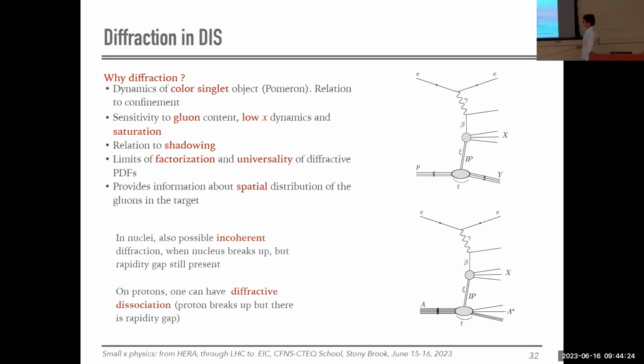A nucleus is very easy to break up if you kick it hard enough. So you can have this rapidity gap, but the nucleus breaks up into parts. And of course, on protons, you can break them up too. This is called diffractive dissociation.